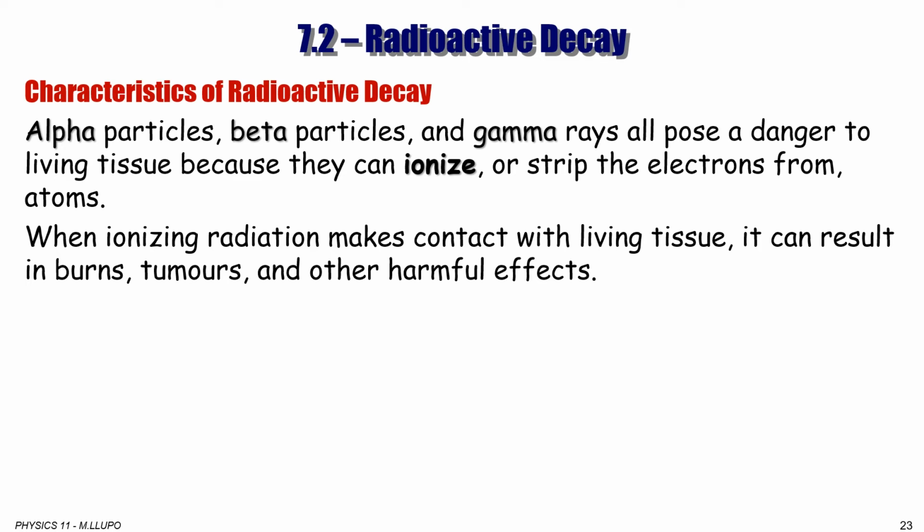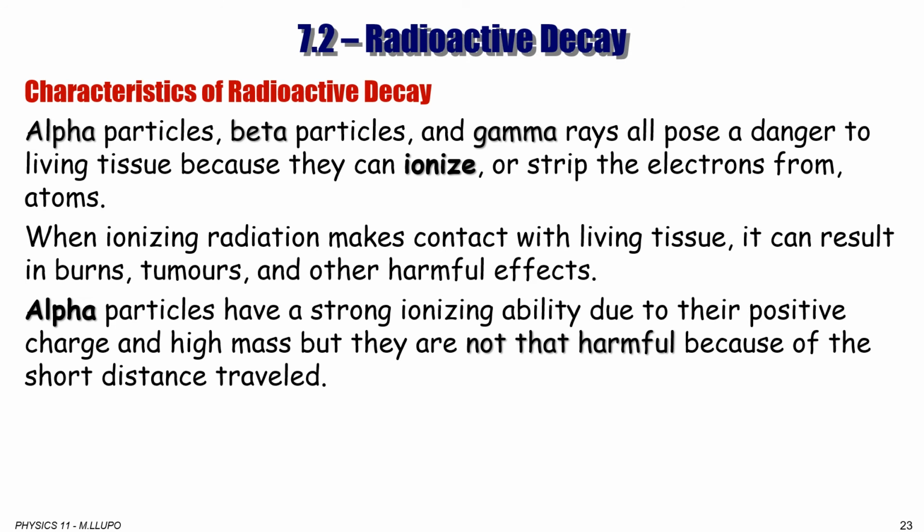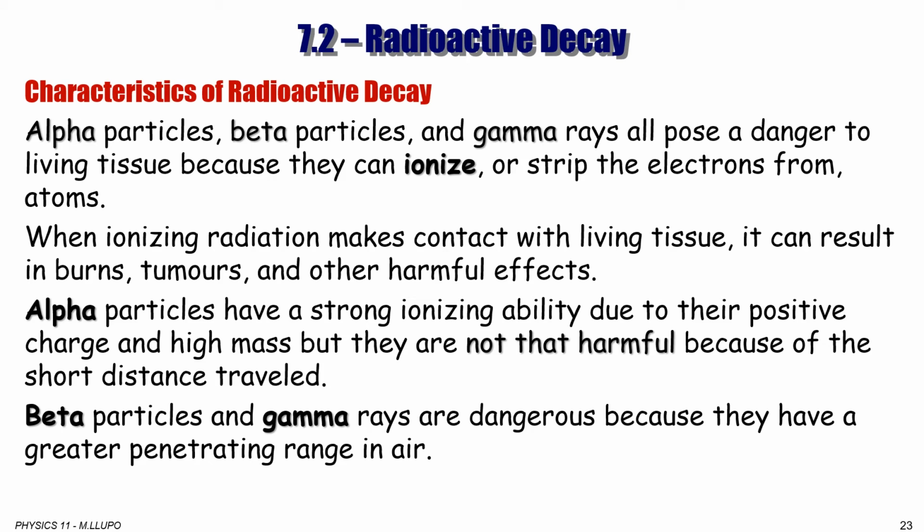Radioactive decays are associated with a certain level of risk. Alpha particles, beta particles, and gamma rays all pose a danger to living tissue because they can ionize, or strip the electrons from atoms. When ionizing radiation makes contact with living tissue, it can result in burns, tumors, or other harmful effects. Alpha particles have a strong ionizing ability due to their positive charge and high mass, but they are not that harmful because of the short distance they travel. Beta particles and gamma rays are dangerous because they have a greater penetrating range in the air and they carry a lot of energy as well.